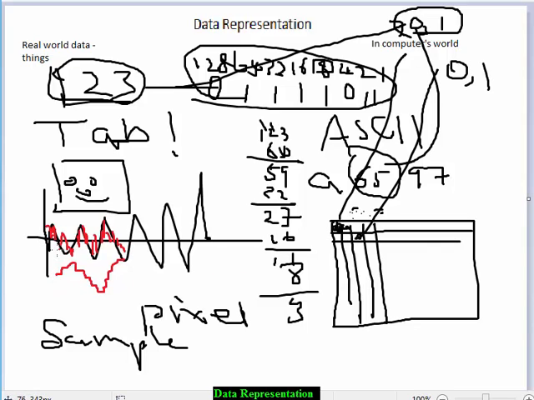How often do you need to sample? That would determine the quality of the sound. Research what quality is better. For CD sound, what sampling rate, what frequency is used for CD quality? Research that. So today we have covered how to convert different kinds of real life data into binary data. We represent real data inside the computer world using binary numbers. That's called data representation.